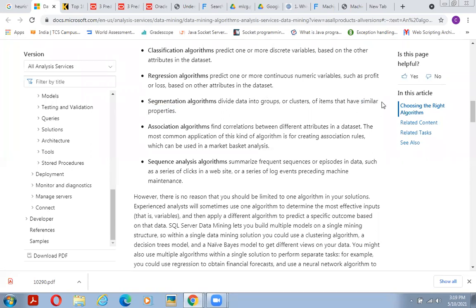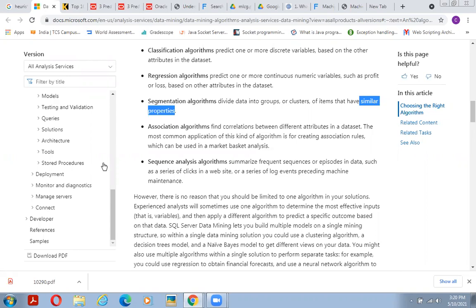Like all the students are students. These are divided on students. Now, first is classification for the discrete structure, 0, 1. Regression for the continuous numerical values. And third is segmentation algorithms or clustering. You can say that for making groups and clusters. Third is association, how we are able to correlate different attributes in a data set.